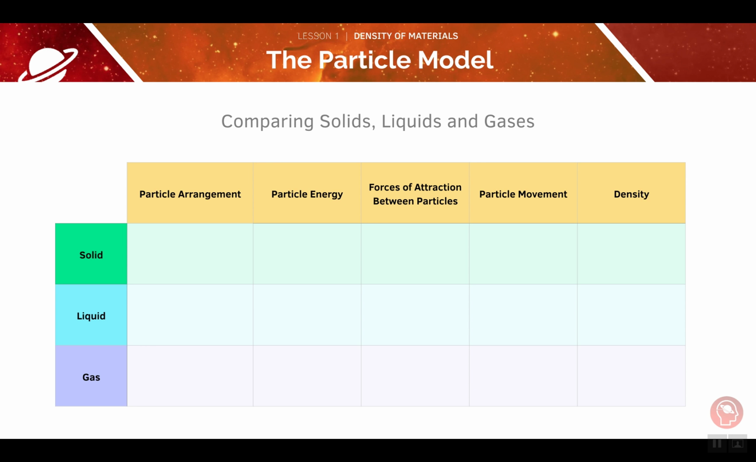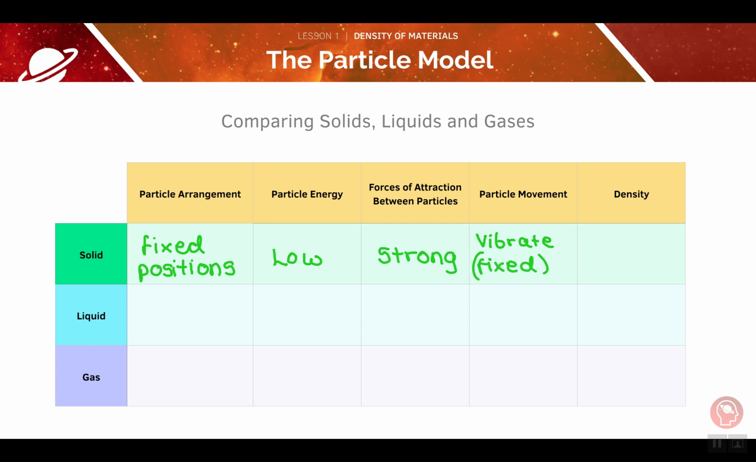Here's a table showing the 3 states of matter. Let's fill in the details. We'll start off by looking at the particle arrangement in a solid. These are in fixed positions. The particle energy in a solid is very low, and the forces of attraction between particles, however, is strong. The particle movement is that they vibrate around fixed positions. Their density is very high.